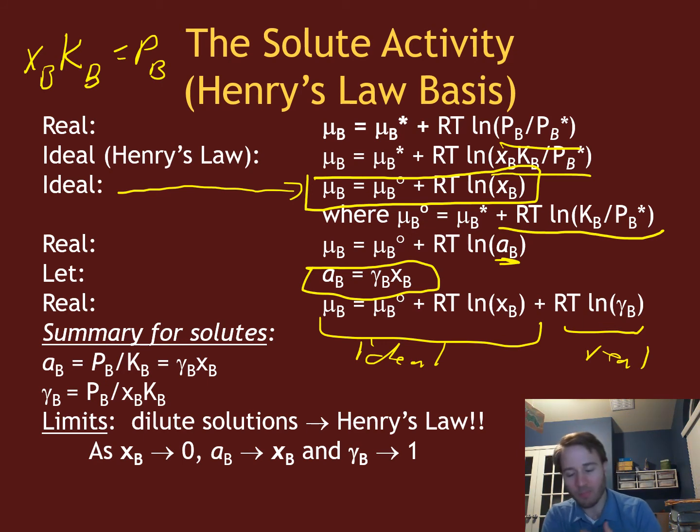And then talking about some limits, in dilute solutions, as the mole fraction of B goes to 0, the activity of B is going to approach the mole fraction, and gamma sub B is going to approach 1, because you're approaching Henry's law, you're approaching this ideal case, an ideal dilute solution.